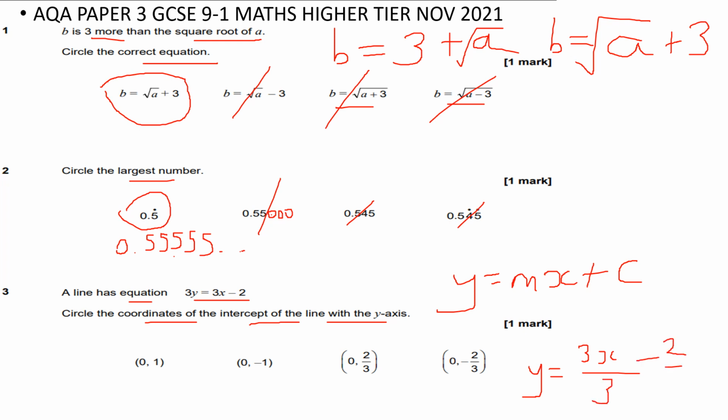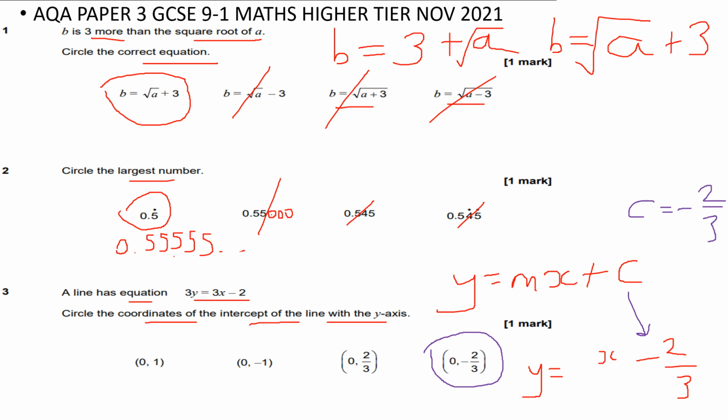That simplifies to just x, because I can divide top and bottom by 3. So I get y equals x minus 2 over 3, or minus 2/3. So it crosses at 0, minus 2/3, because c here is equal to minus 2/3. So the y coordinate is minus 2/3 when x is 0. So that's the answer for question number 3.